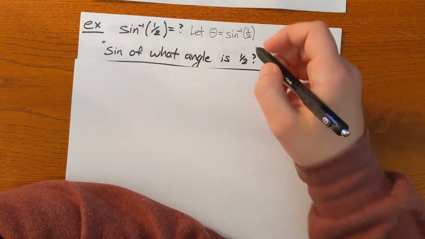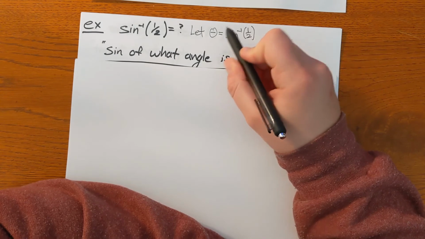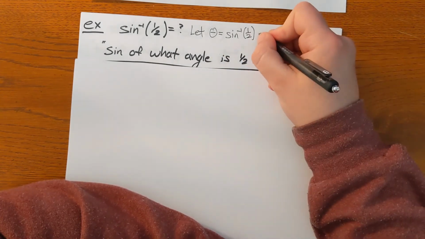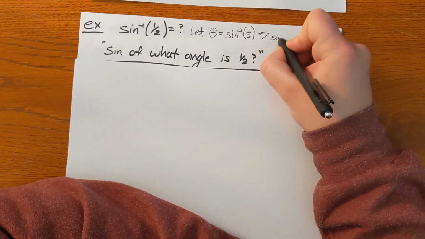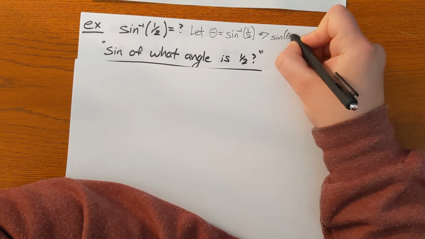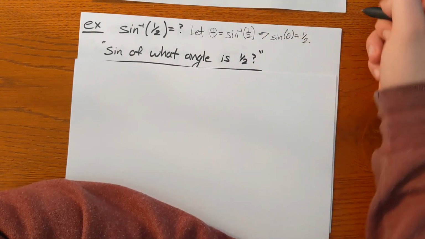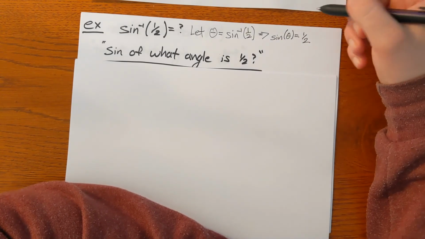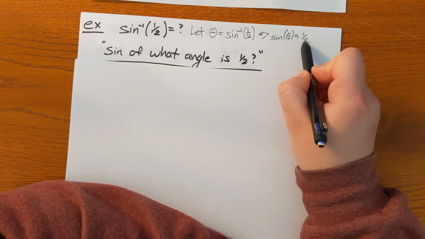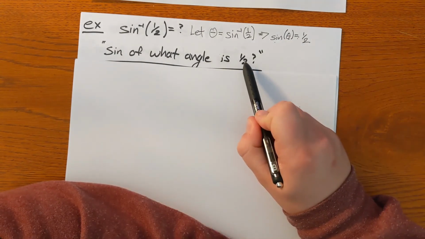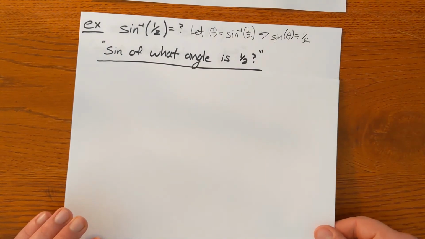And this kind of makes sense, because watch, if we took sine of both sides, if we applied that function to the left side and the right side, we get sine of theta equals, here the sine and the sine inverse cancel out, and we just get 1/2. So answering what is theta is the same as asking sine of some unknown angle equals 1/2. So sine of what angle is 1/2? Okay, so how are we going to do that?